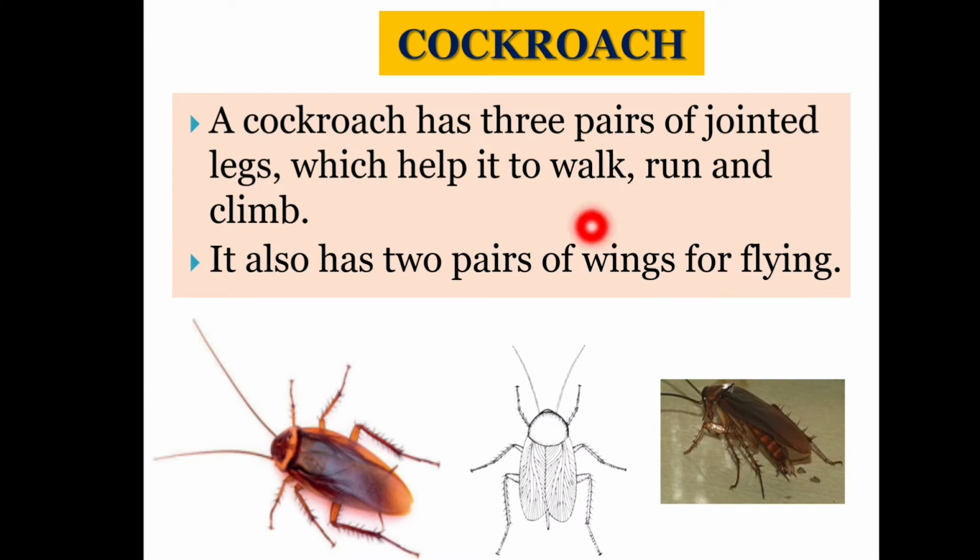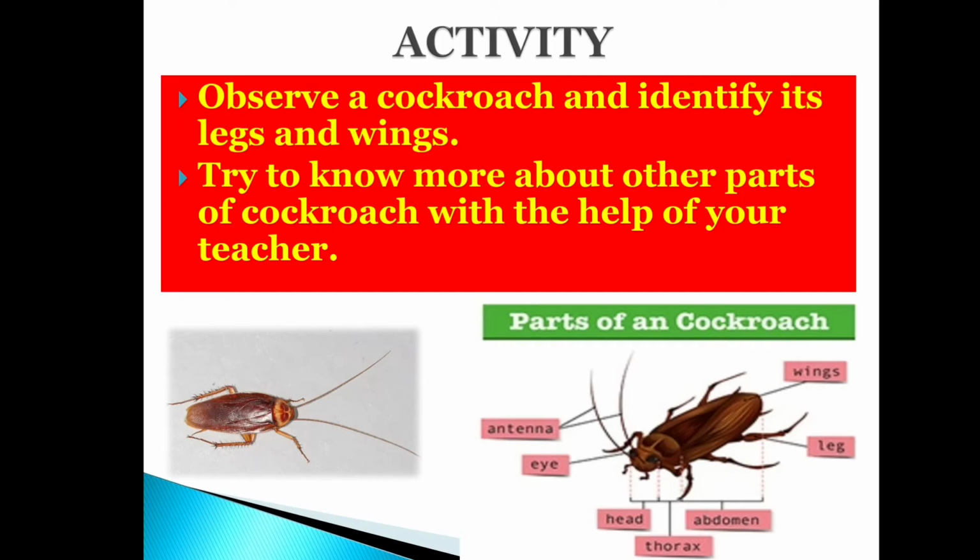Cockroach. A cockroach has 3 pairs of jointed legs which help it to walk, run, and climb. It also has 2 pairs of wings for flying. You can see here the parts of a cockroach. Activity: observe a cockroach and identify its legs and wings. Try to know more about other parts of the cockroach with the help of your teacher.